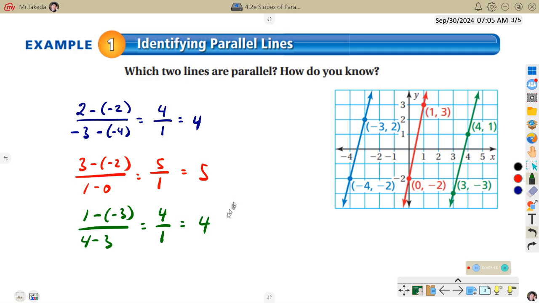So which two lines are parallel? The blue line and the green line. How do I know? Because they have the same slope. So that's how we're going to do that one. Get this in your notes. I don't know if you can do colors in your notes, but that's how we're going to calculate these slopes. You don't even have to have the diagram. You just have to have the points, and you can still calculate which ones are parallel.